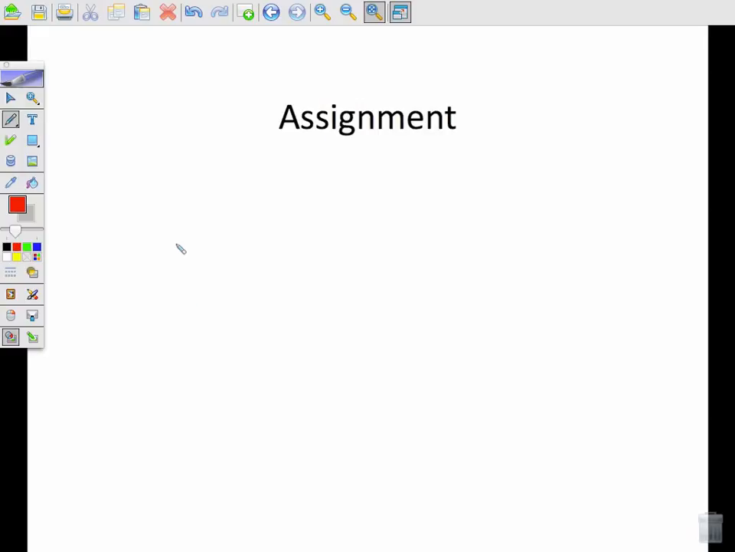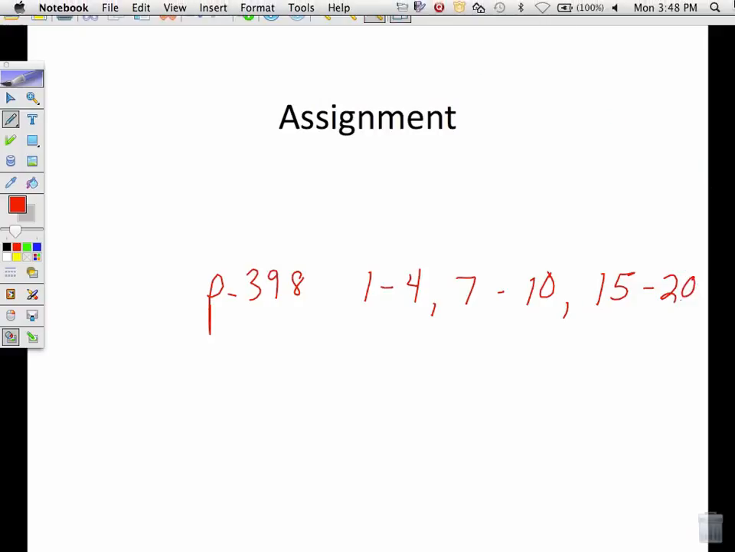Now your assignment for this first section is page 398, 1 through 4, 7 through 10, and 15 through 20. And that concludes the law of sines.